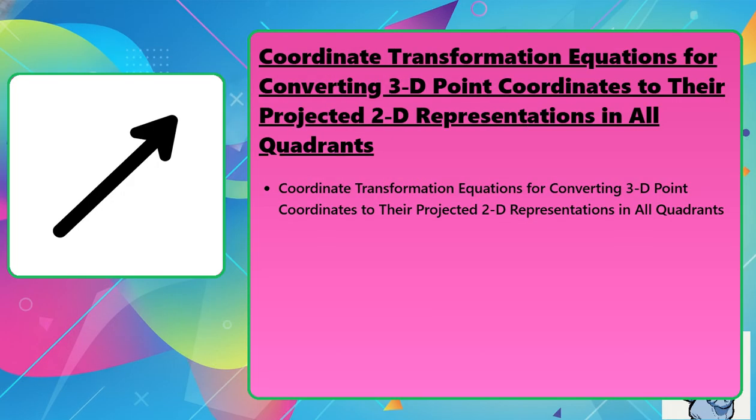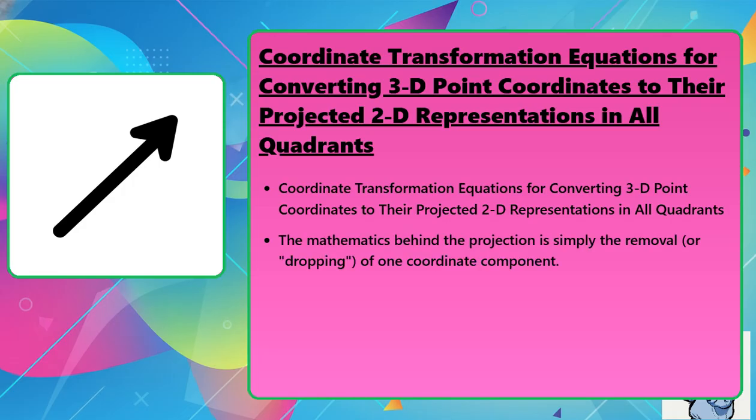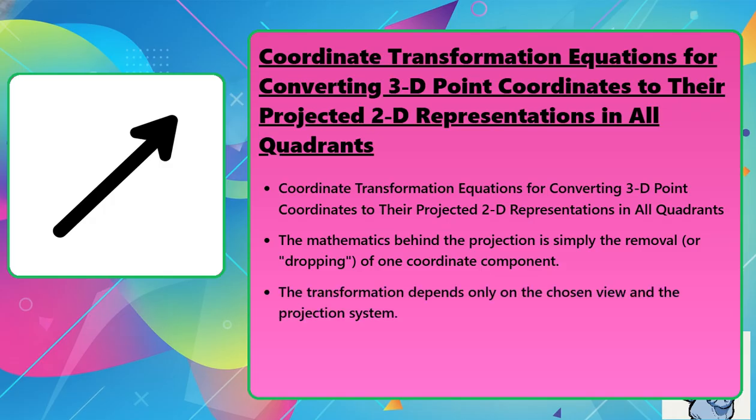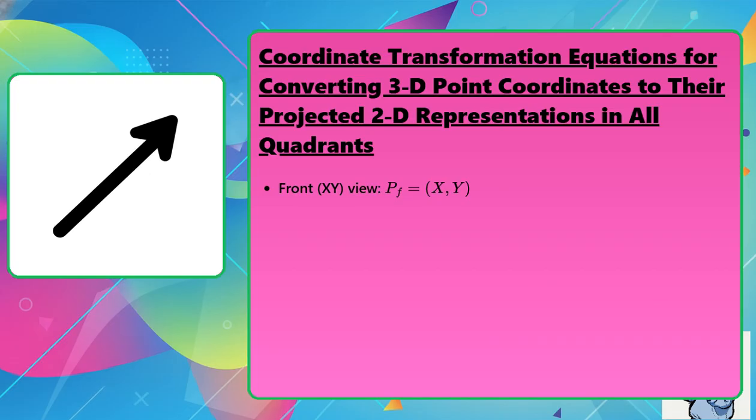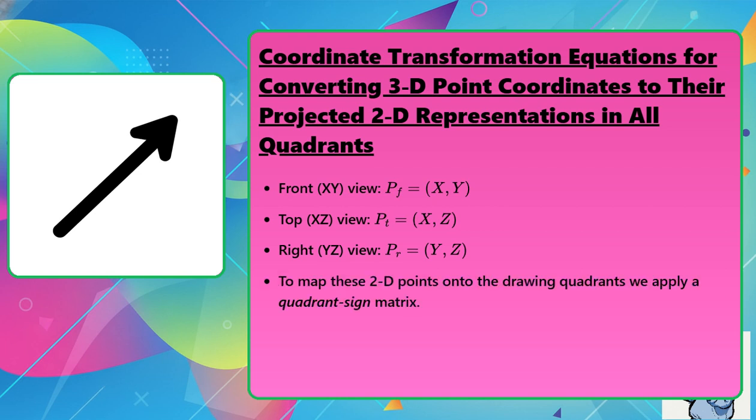Coordinate transformation equations for converting 3D point coordinates to their projected 2D representations in all quadrants. The mathematics behind the projection is simply the removal, or dropping, of one coordinate component. The transformation depends only on the chosen view and the projection system. Let P equals (X, Y, Z) be the 3D coordinates. The 2D projected coordinates in each view are: front XY view P_F equals (X, Y), top XZ view P_T equals (X, Z), right YZ view P_R equals (Y, Z). To map these 2D points onto the drawing quadrants, we apply a quadrant sign matrix.